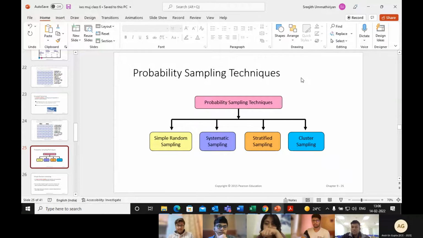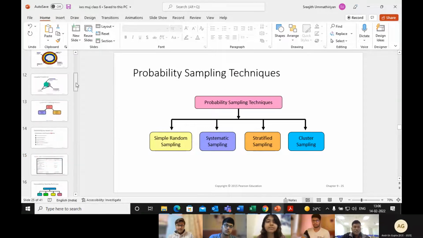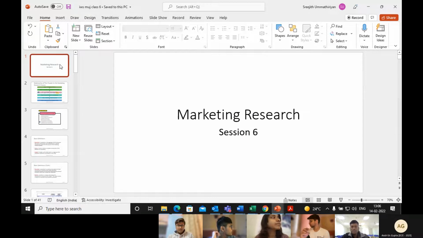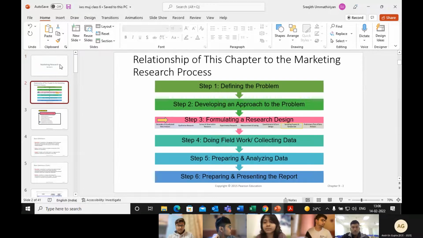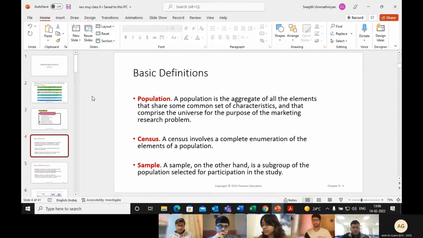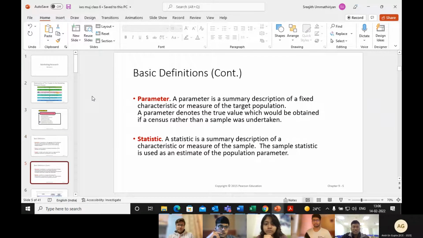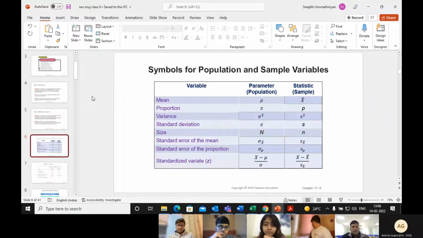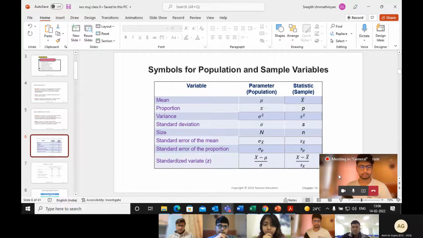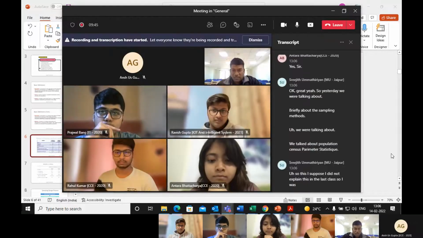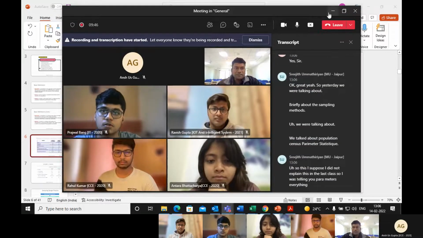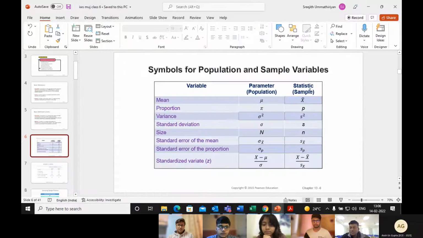So yesterday we were talking briefly about the sampling methods. We talked about population, census, parameter, statistic. I suppose I did not explain this in the last class. Parameter is everything that you calculate with respect to the population, right? And statistic is everything that you calculate with respect to a sample.